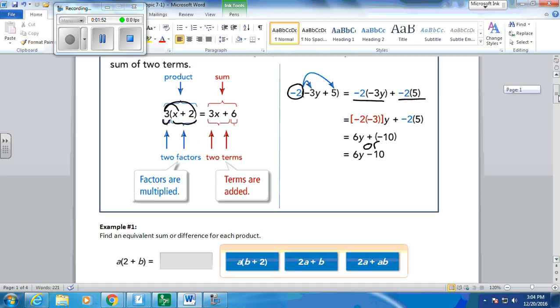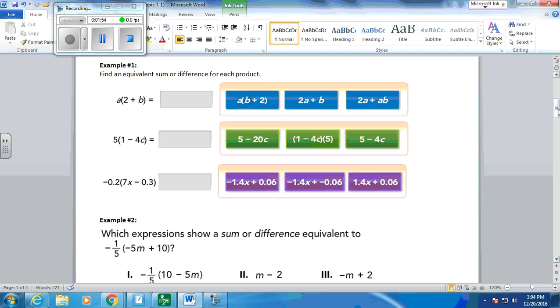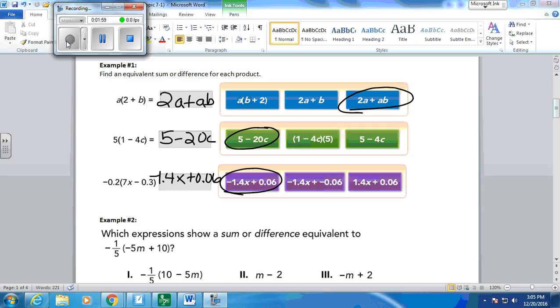So I'm just going to ask that you guys go ahead and practice number 1. Do all 3 examples. Go ahead and check your answers.